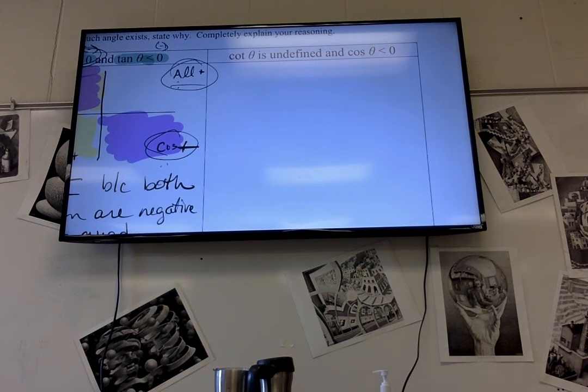Okay, the next one talks about something being undefined. So if that happens, we know it has to be just your normal unit circle, with the 4 main points. It's got to be on the x or the y axis.